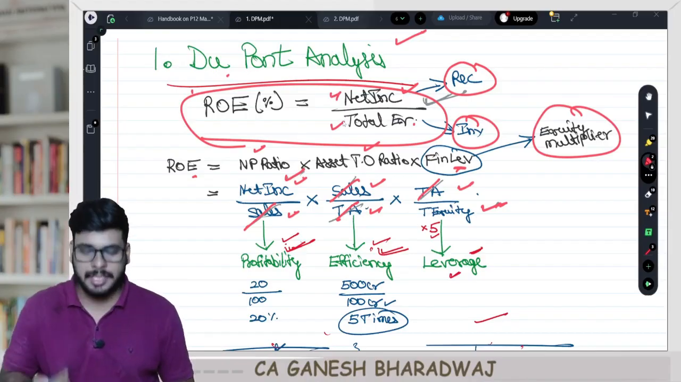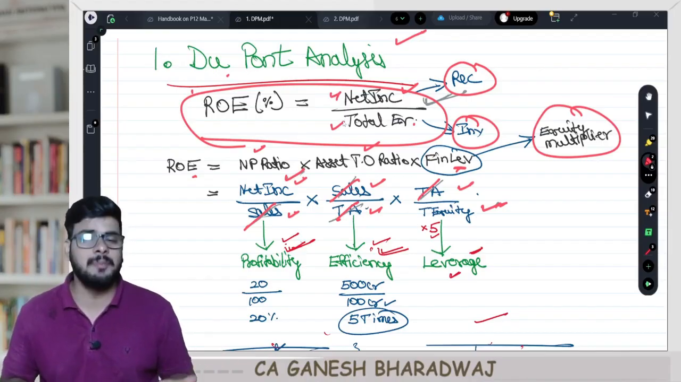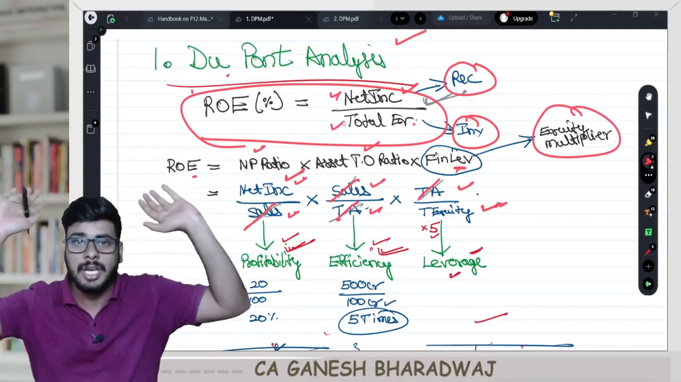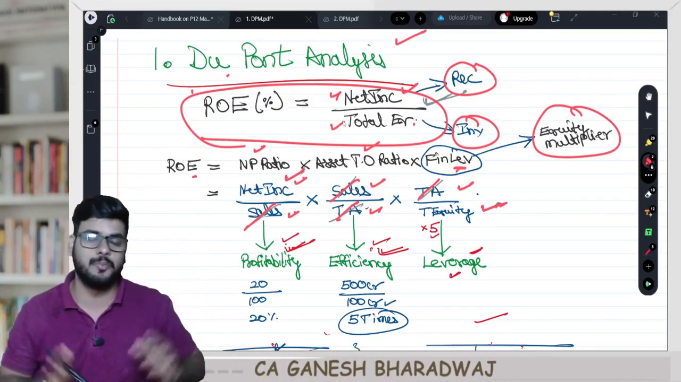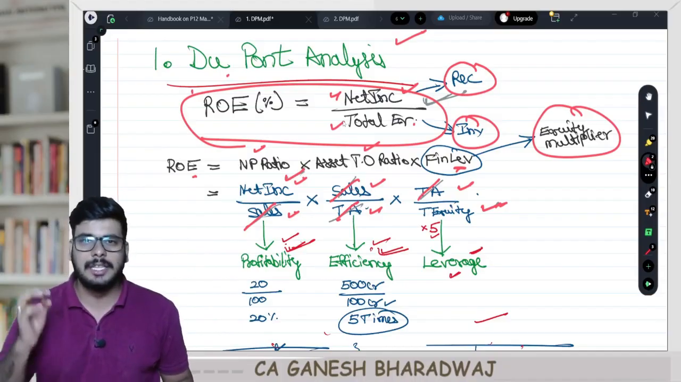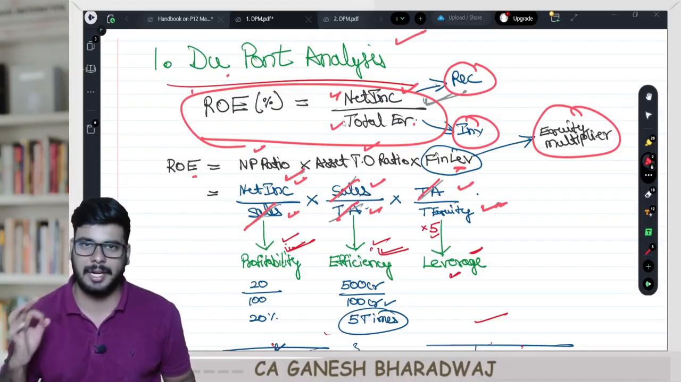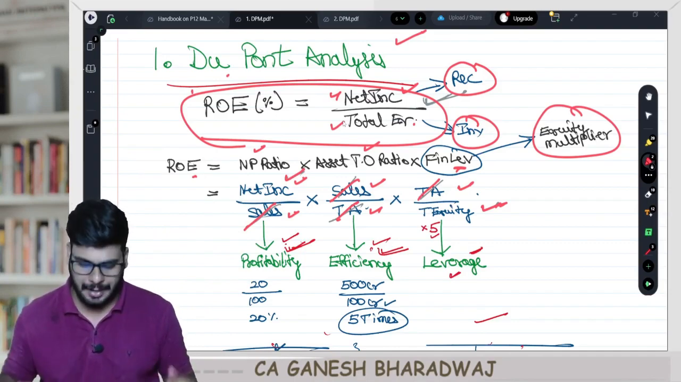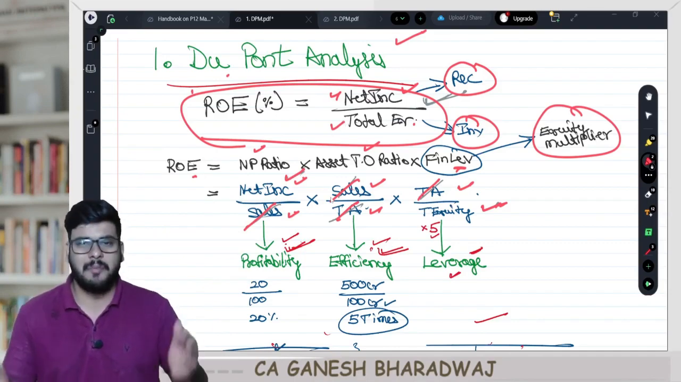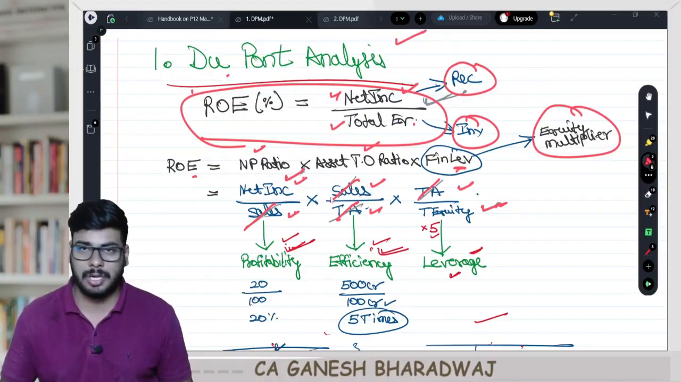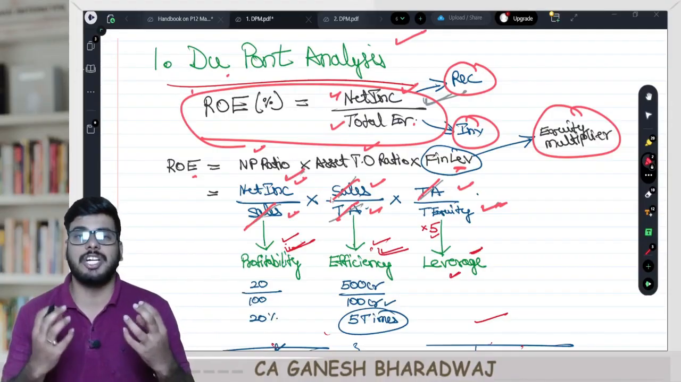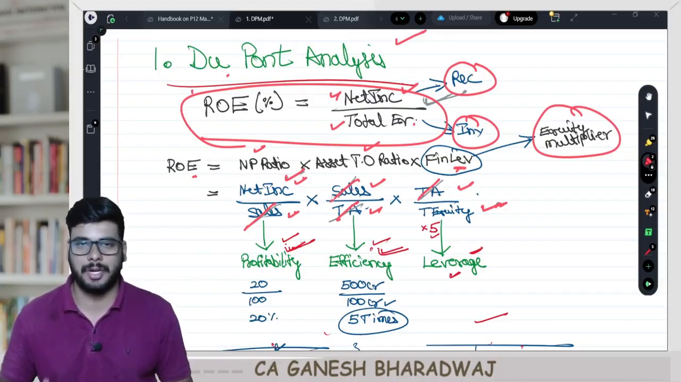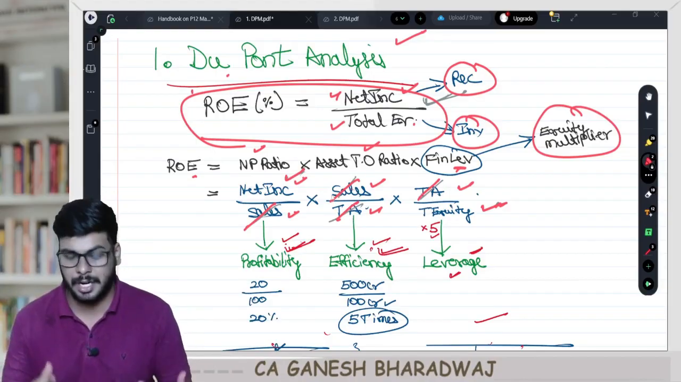Sir, what is this, sir? Cheating. You have just multiplied three figures, used mathematics and called this an invention, and you are also putting a name called Dupont analysis. No, it's not like that. This is a beautiful analysis which has been made by Dupont Incorporation. Mathematically, this is how it looks, but actually, this gives you a wealth of information regarding the performance of a company. How, I will explain in a nutshell.